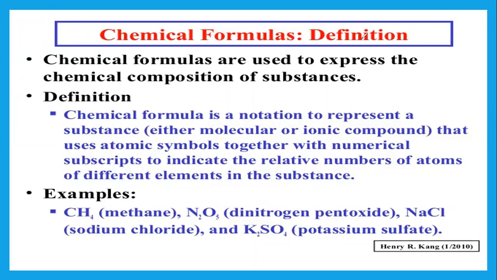Whereas chemical formula is an easy one to understand. Chemical formulas are just used to express the chemical composition of substances. For example, methane is CH4. For example, NaCl is for sodium chloride, and so on. So they are the easier way to express the composition, the elements involved. So we use chemical formulas to save time and to express things in an easier way.